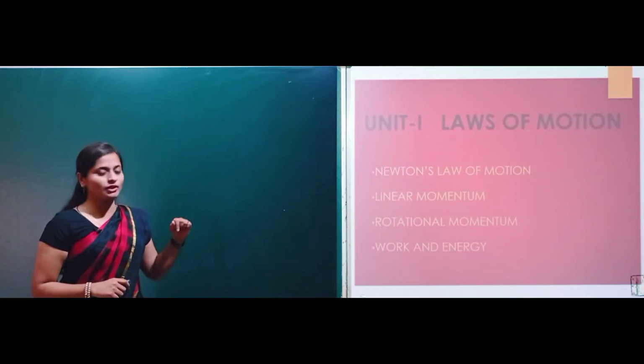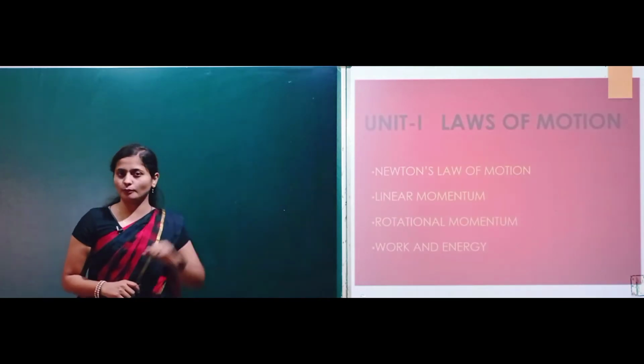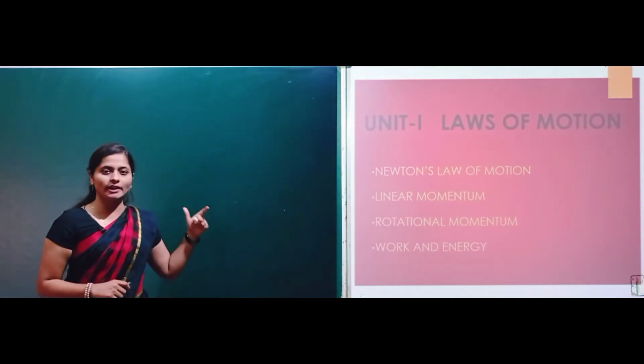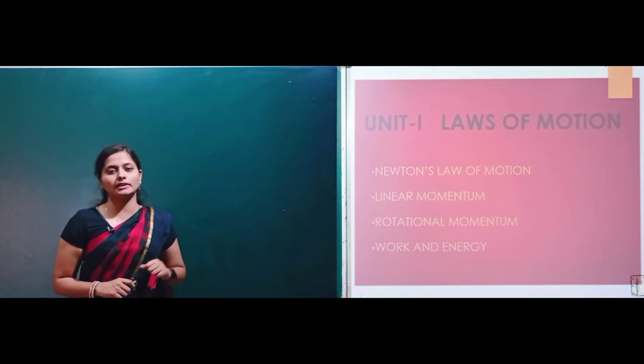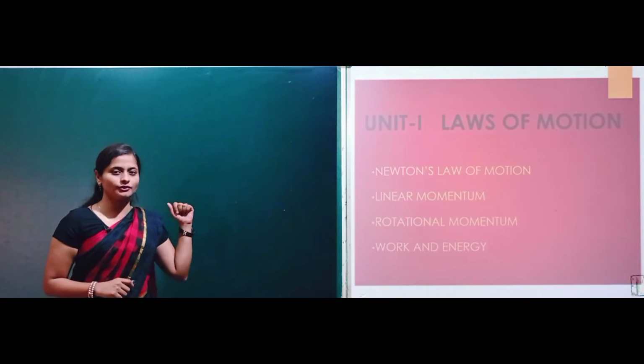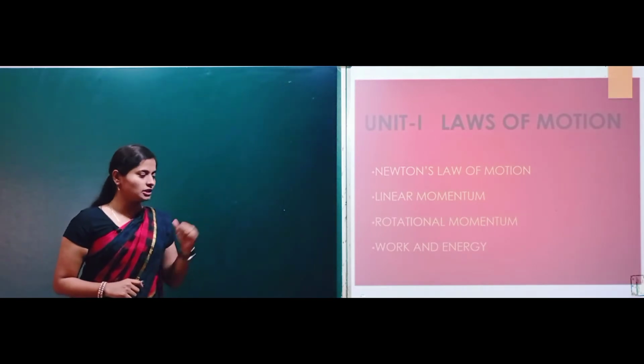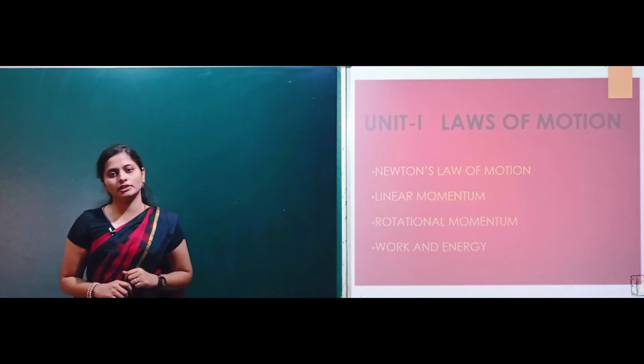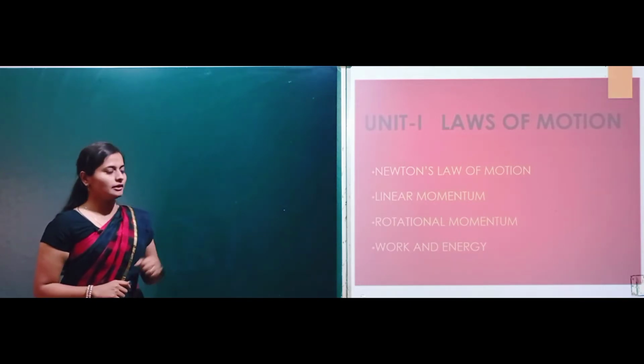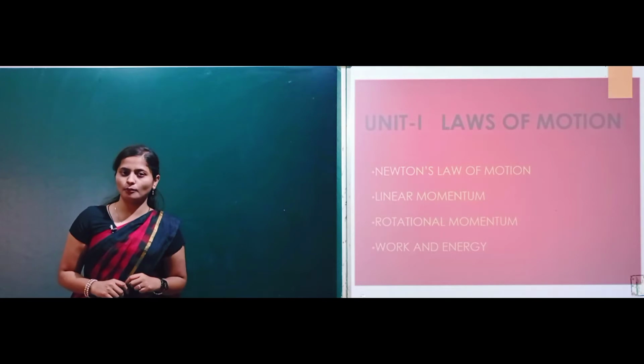What is the first unit? Laws of motion. In the first unit you have 4 subunits. What are they? Newton's laws of motion, linear momentum, rotational momentum, work and energy. So we will start with Newton's laws of motion.